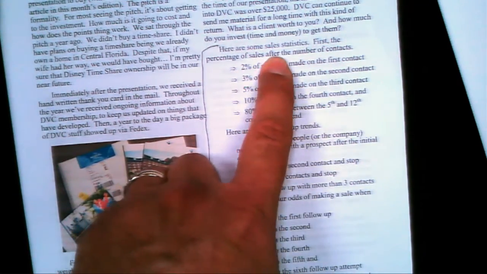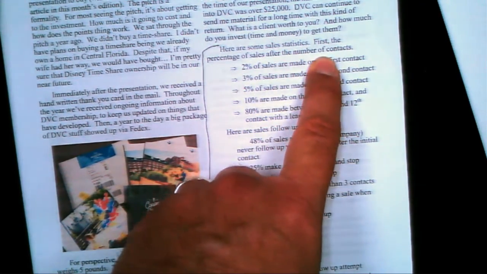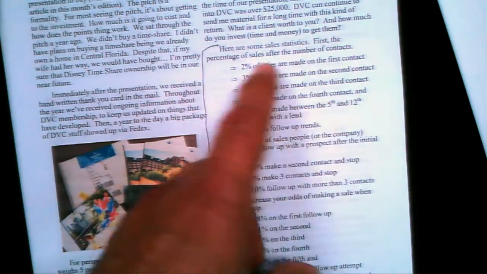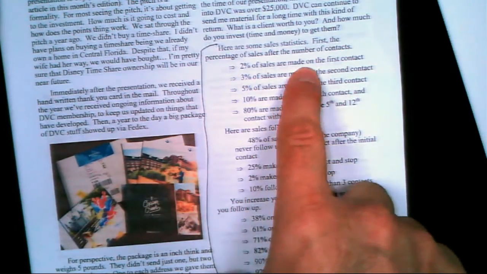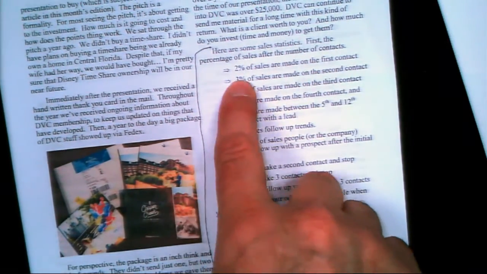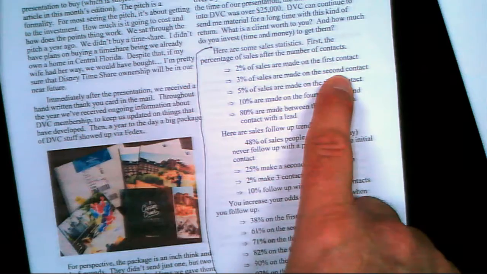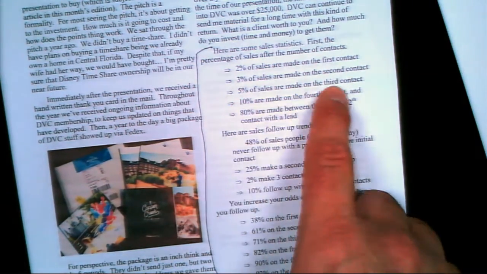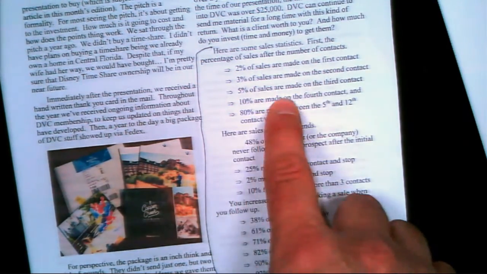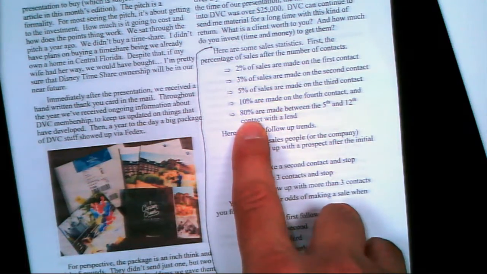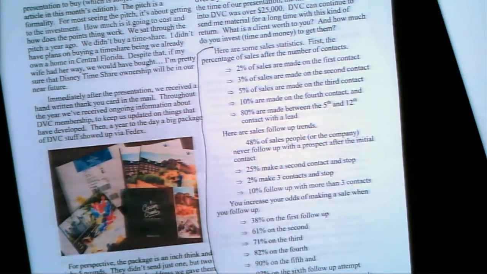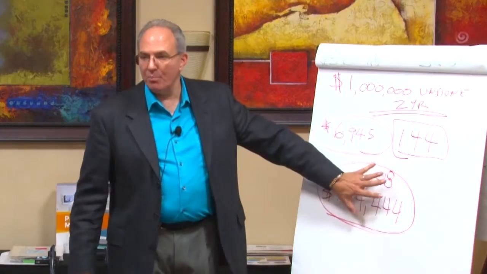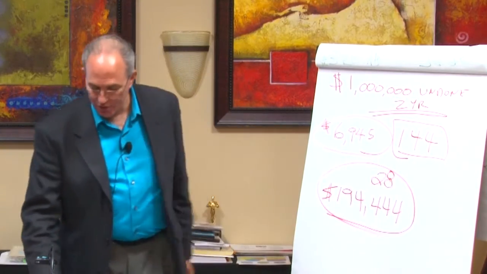The percentage of sales after the number of contacts. So one contact, one call, one whatever, follow-up. 2% of the sales are made on the first contact. 3% of the sales are made on the second contact. This is follow-up. 5% are made on the third contact. 10% are made on the fourth contact. And 80% are made on the 5th through the 12th contact with a lead or a prospect. Somebody's gotten a treatment plan that's gone undone.